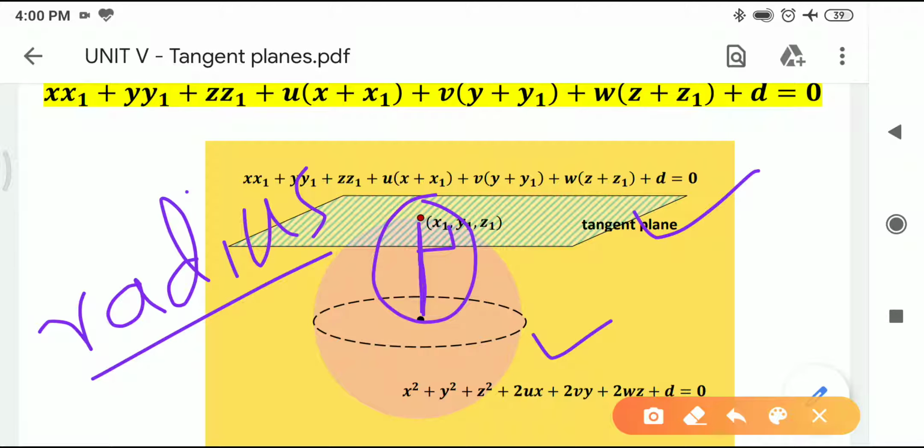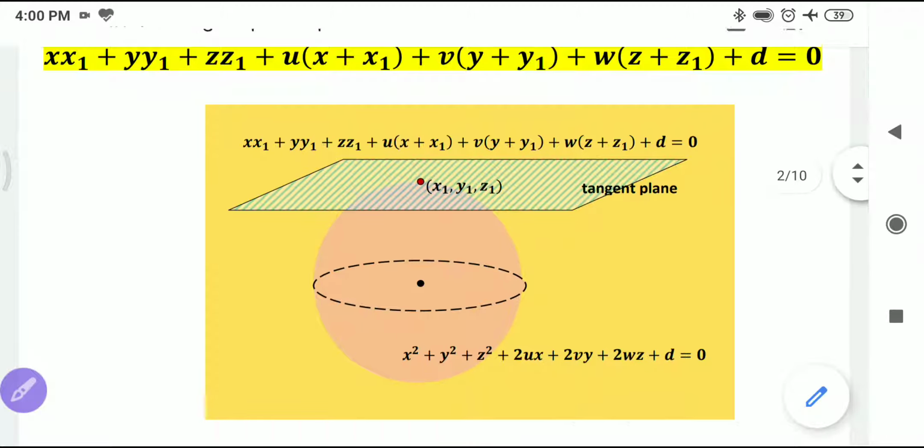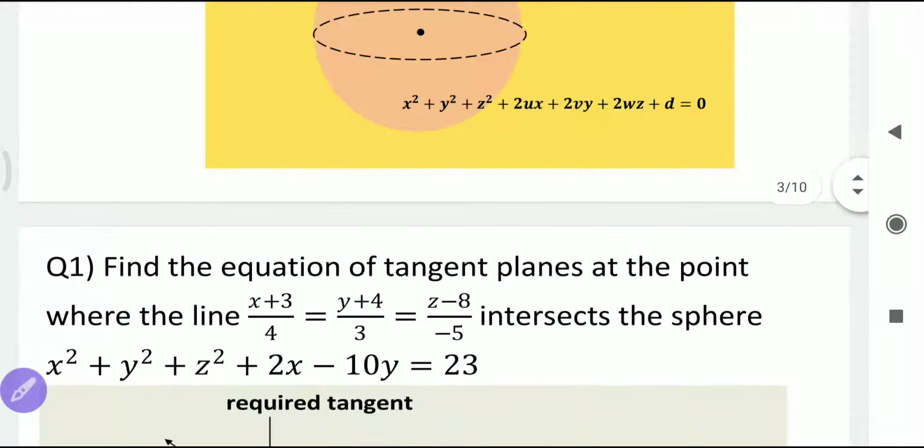So whenever the length of the perpendicular from the center of the sphere to the plane is equal to the radius, then we say that plane is a tangent plane, because only when the plane is a tangent plane will these two lengths be the same. Otherwise, if it is not a tangent plane, this length will not be equal. This is a very important property of a tangent plane. Whenever a plane is tangential to the sphere, the radius of the sphere is the same as the length of the perpendicular drawn from the center of the sphere to the plane.